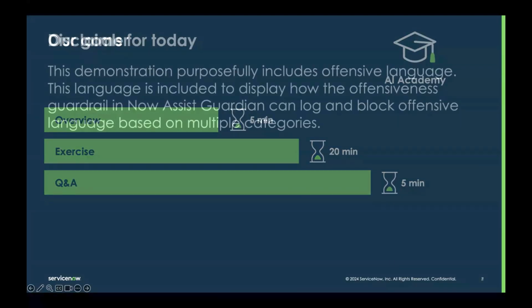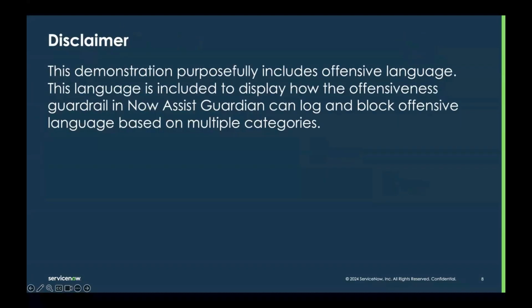I do have an interesting disclaimer for this one. We are talking about Now Assist Guardian, and one of the guardrails I'm going to be introducing is offensiveness. So I wanted to go ahead and throw this out that I am going to have an example that includes offensive language. It really is just meant to display the offensiveness guardrail in Guardian and how we can log and block it. But I did want to let you know, if you are watching the recording or watching this live and you see that offensive language come up, just to not be alarmed, we will be using it for demo purposes.